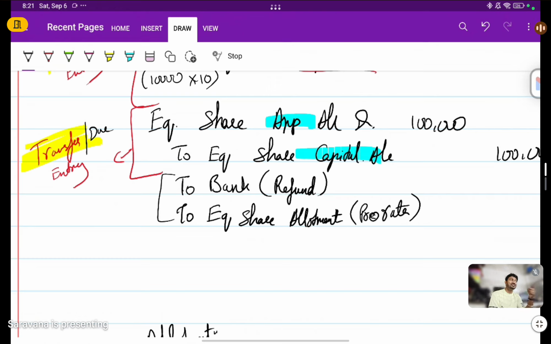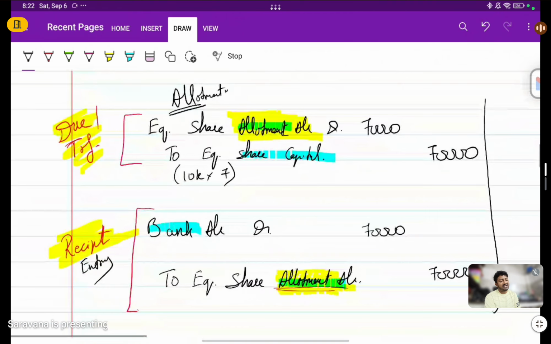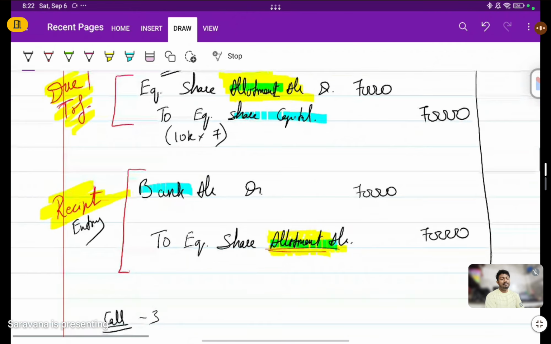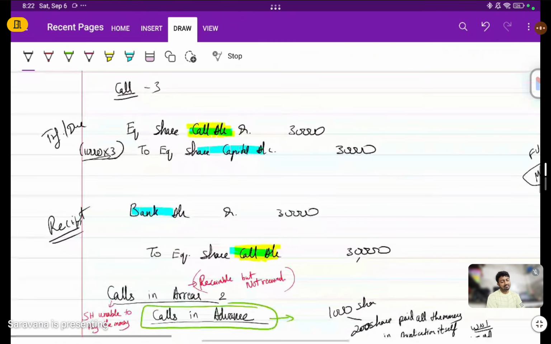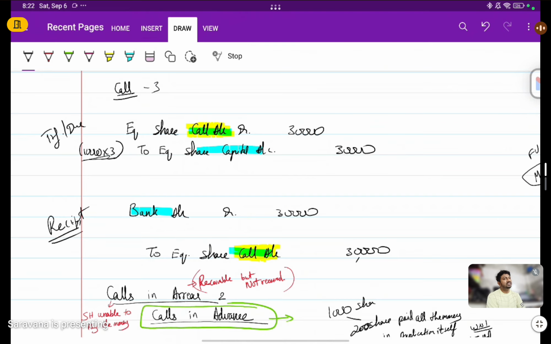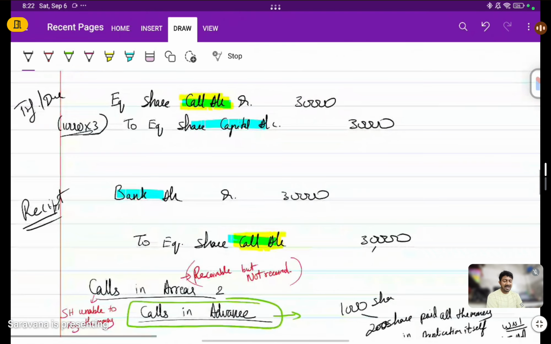Just now we saw the first question when we started the class, which is the case of both: a refund of 10,000 is there, and pro rata of 10,000 into 2, that is 20,000, is also there. Understood? What is the allotment journal entry? Equity share allotment account debit to equity share capital; bank account debit to equity share allotment. Call: equity share call to equity share capital; bank account debit to equity share call.